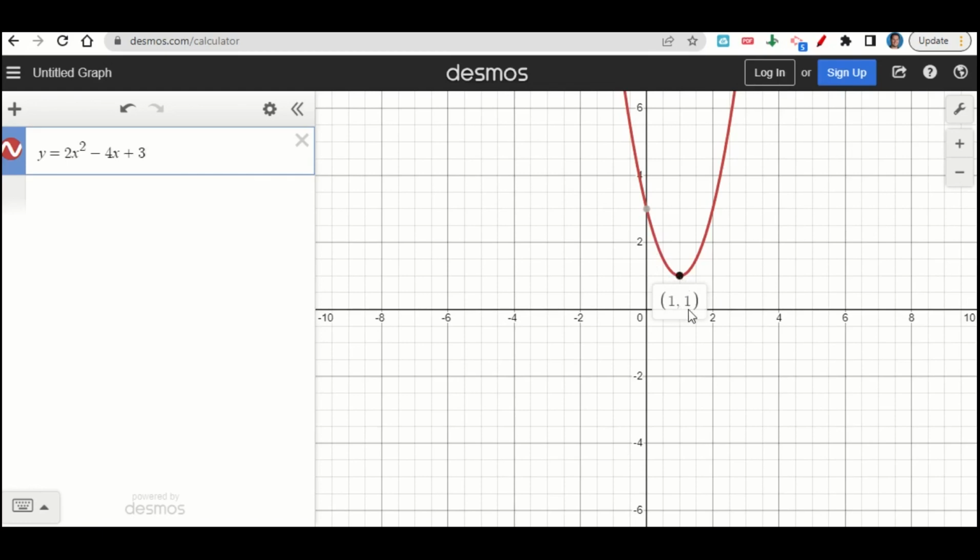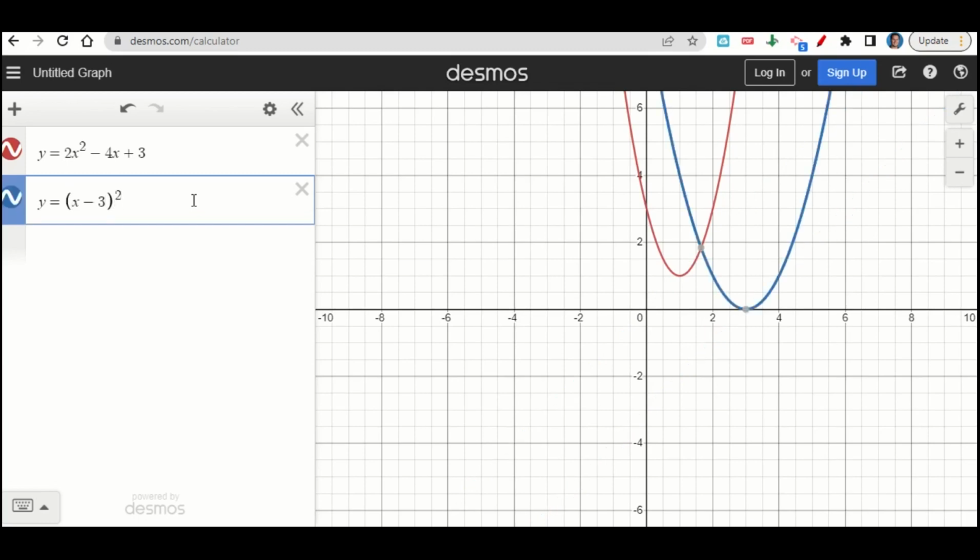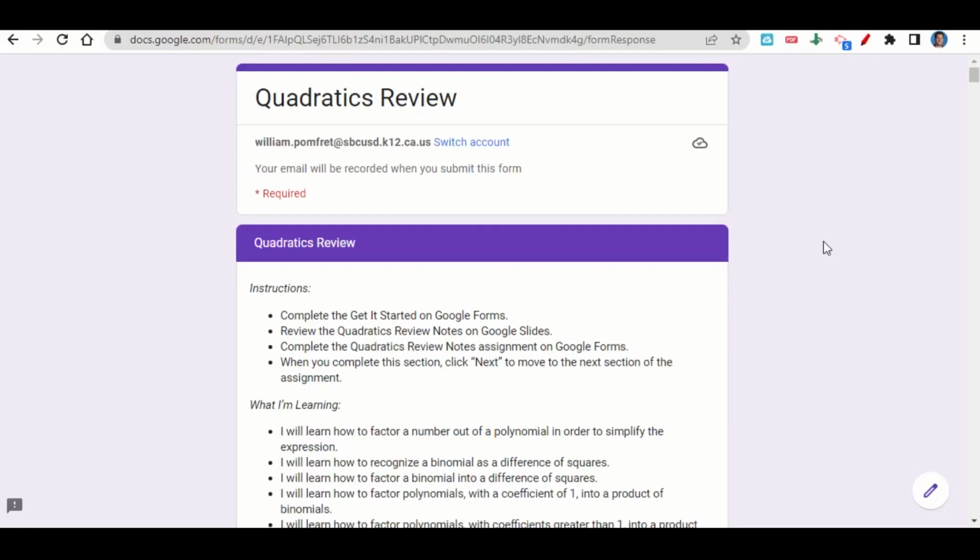So it's at x equals 1, y equals 1. We could also do it in vertex form, so y equals (x minus 3) squared plus 5. And we can see here that our vertex, if we click on it, is at 3, 5. So this is how you can use Desmos to check your work when trying to find the location of the vertex of a quadratic. Let's take a look now at the Quadratics review assignment.